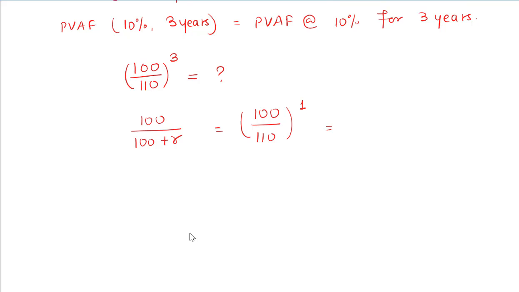Type 100 divided by 110 equals 0.909. Now just do multiply by equal to, and you'll get for the second year 0.826. For the third year, just press equal to. It is 0.751. Now we need to total it. Just press GT.